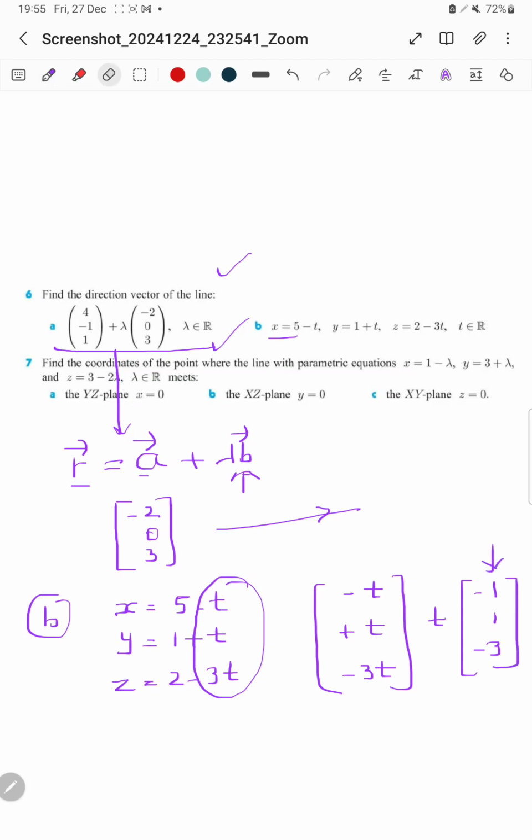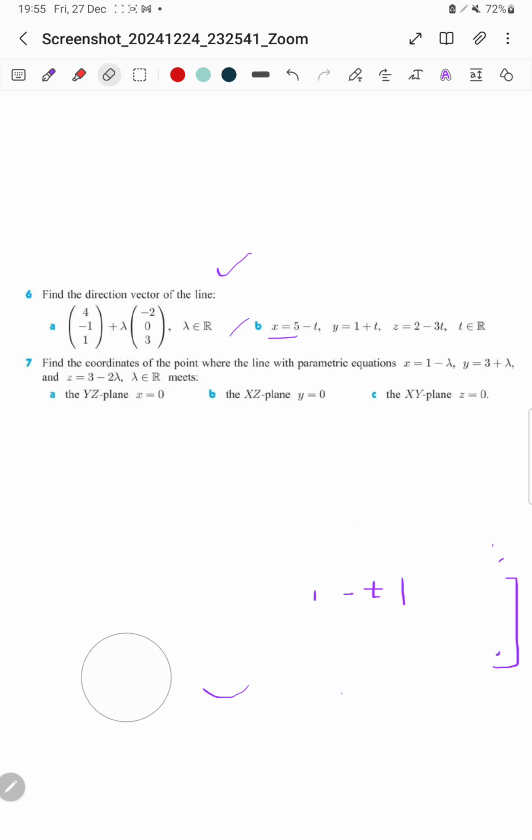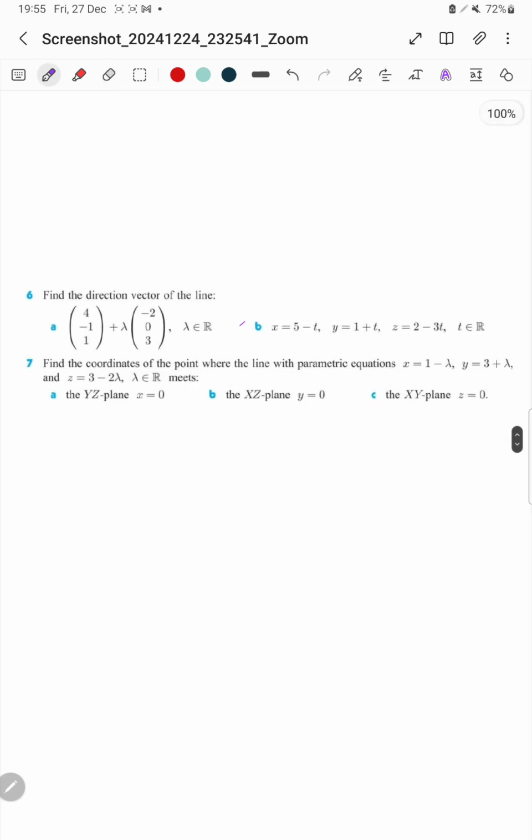Okay. Then the second important point will be discussed in question number 7. So what is that point? Find the coordinates of the point where the line with the parametric equation x equals 1 minus lambda, y equals 3 plus lambda, and z equals 3 minus lambda, meets the yz plane.